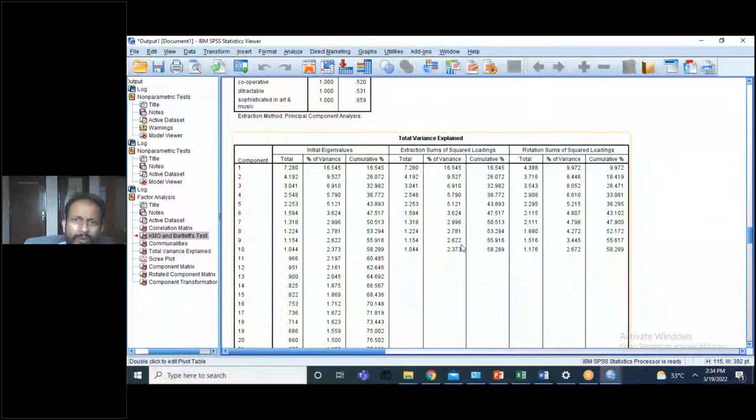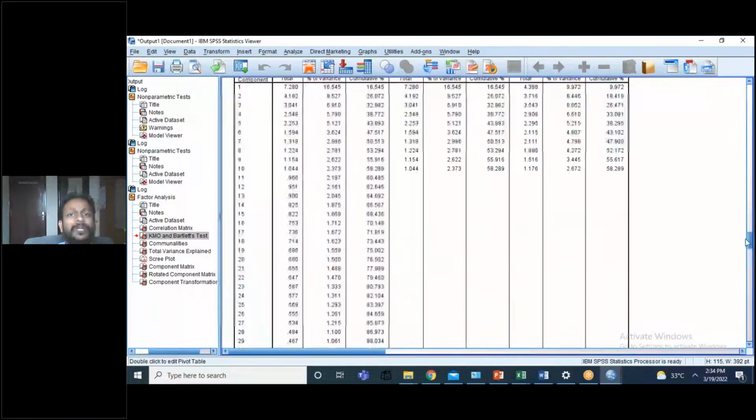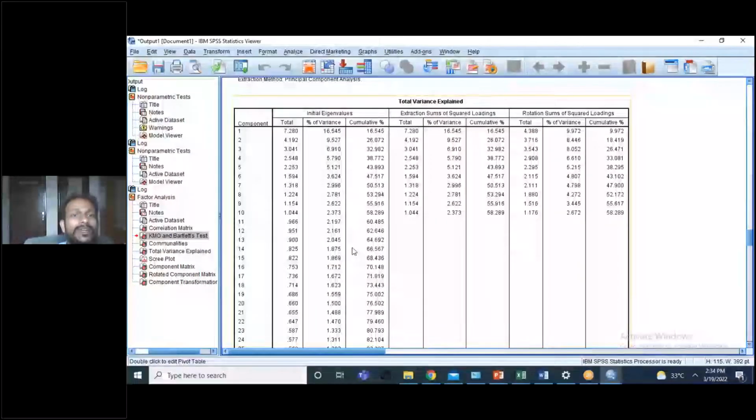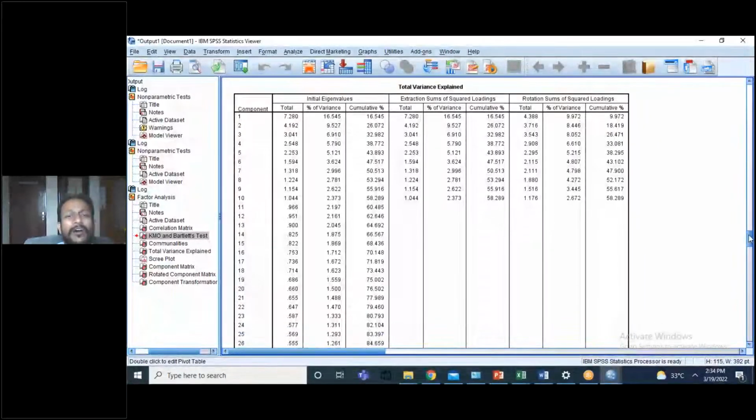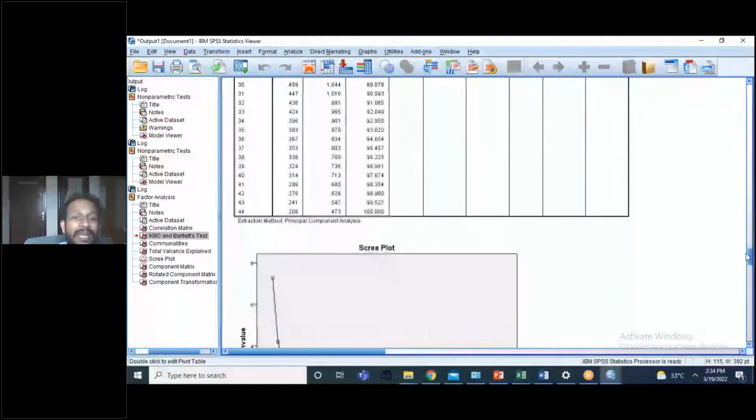So if you look at this variance, variance talks about how many factors we can reduce. Initially we have 44 variables. These 44 variables have been reduced to 10 different factors based on the eigenvalues. We are using the eigenvalue as a cutoff point: anything above 1, we consider as a component. What is this component? A component is nothing but the reduced variables. Earlier the number of variables was 44, and we have reduced it to 10, right?